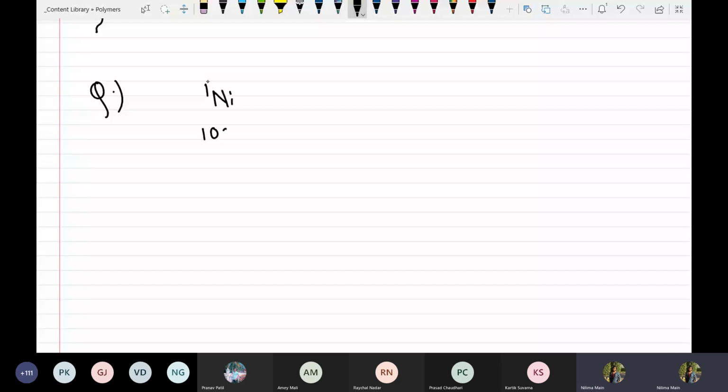But can you guess from the data given what will be PDI? Will it be equal to 1 or greater than 1? I will not ask you will it be less than 1, because it cannot be less than 1. Ma'am, greater than 1. Yes, correct. Because it is a polydispersed sample. Because आपको different data दिया है ना? Correct.